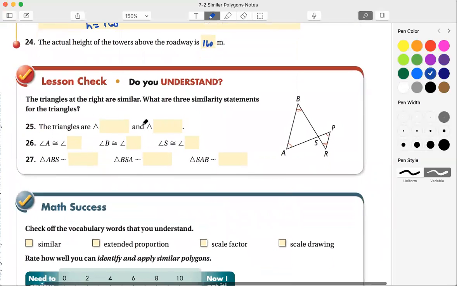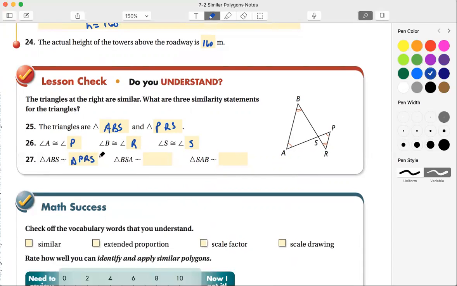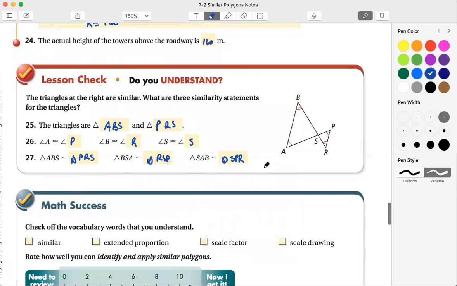All right, the triangles that are similar. What are the three similarity statements for triangles? So the triangles that are similar are ABS and PRS. So that means angle A is congruent to angle P, angle B is congruent to angle R, and angle S is congruent to angle S. So triangle ABS is similar to triangle PRS. Triangle BSA is similar to triangle RSP, and triangle SAB is similar to triangle SPR. And that's the end of this section.